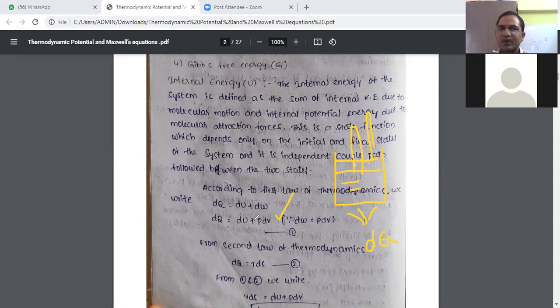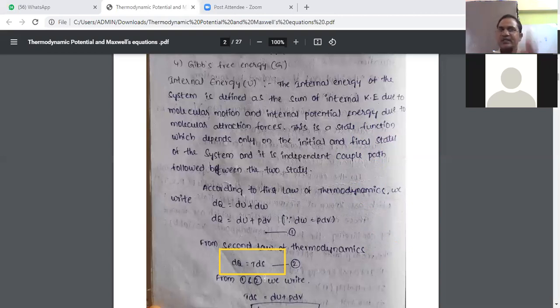But dw equal to p into dv, pressure into change in volume. Therefore, the first law of thermodynamics expression is dq equal to du plus dw, or dq equal to du plus pdv, because dw equal to pdv. So this is the first law of thermodynamics mathematical expression. And the second law of thermodynamics mathematical expression, which you also studied in intermediate, is dq equal to tds.